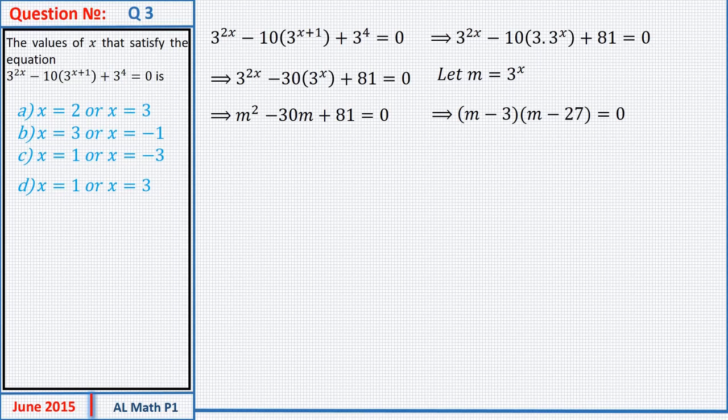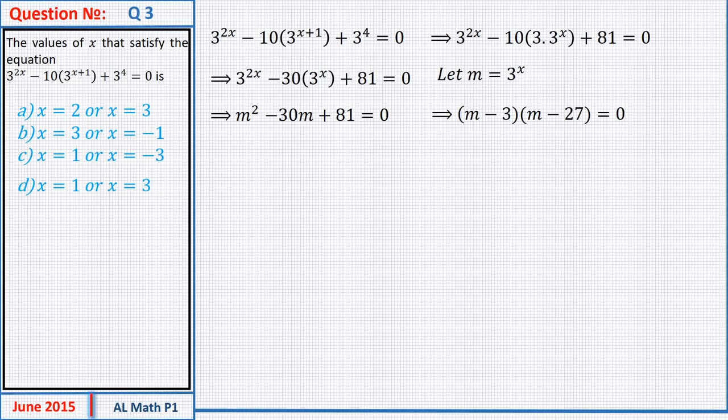Looking for the factors, we look for two numbers that, when we multiply them, give 81, and when we add them, give negative 30. So those two numbers are negative 3 and negative 27, because negative 3 times negative 27 gives 81, and negative 3 plus negative 27 gives negative 30. So those are the factors.